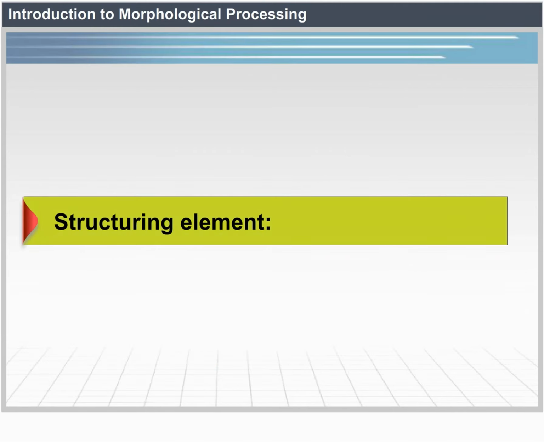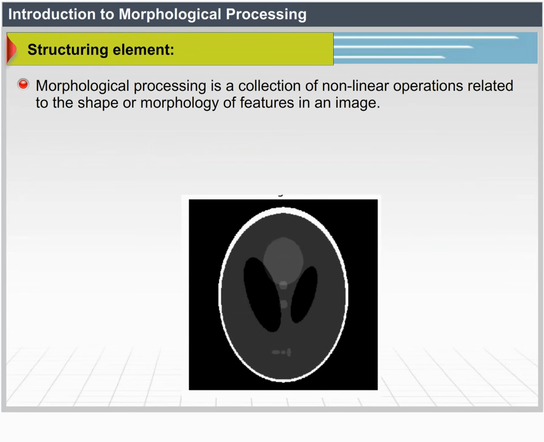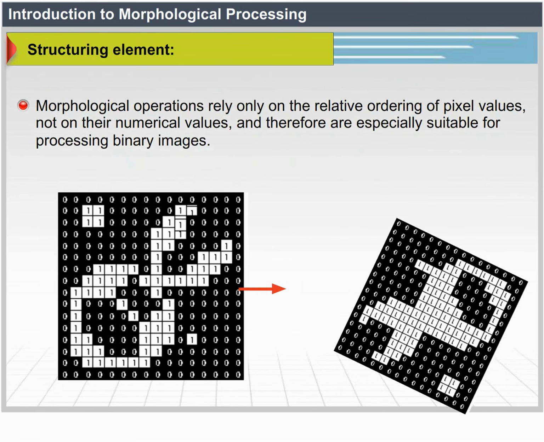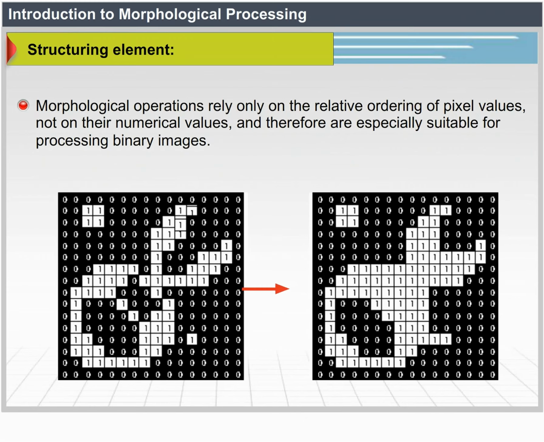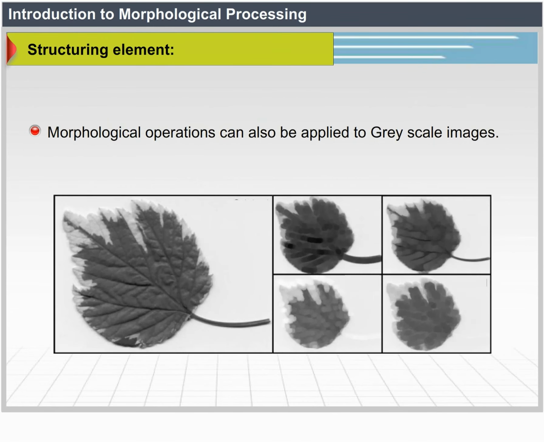Structuring element. Morphological processing is a collection of non-linear operations related to the shape or morphology of features in an image. Morphological operations rely only on the relative ordering of pixel values, not on their numerical values, and therefore are especially suited to the processing of binary images. Morphological operations can also be applied to grayscale images.